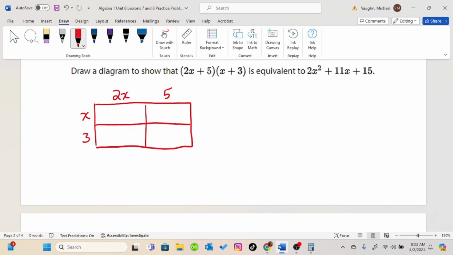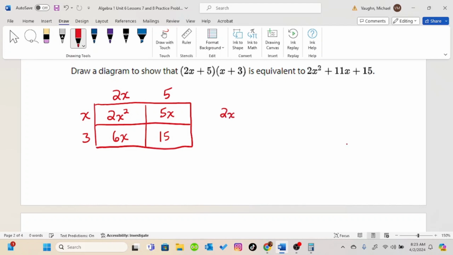2x times x equals 2x squared. 5 times x equals 5x. 2x times 3 equals 6x. And 5 times 3 equals 15.